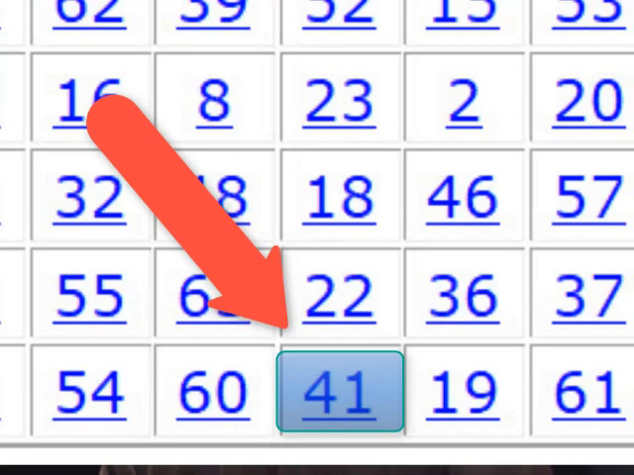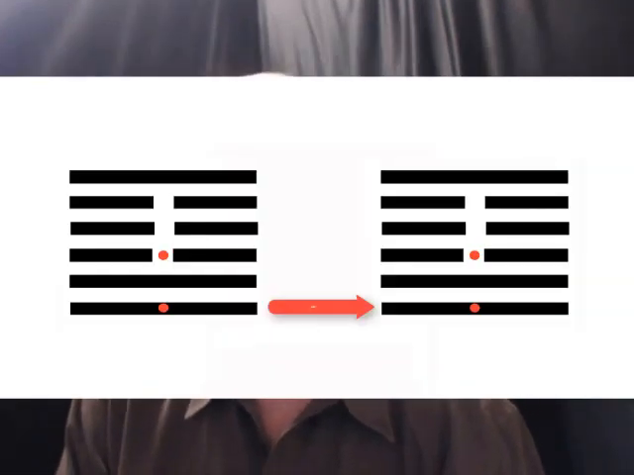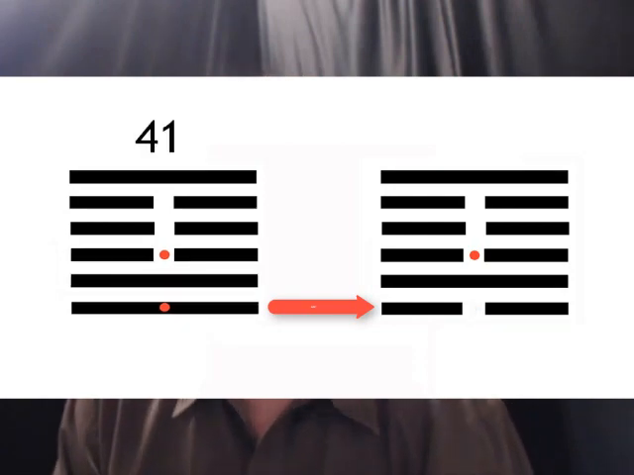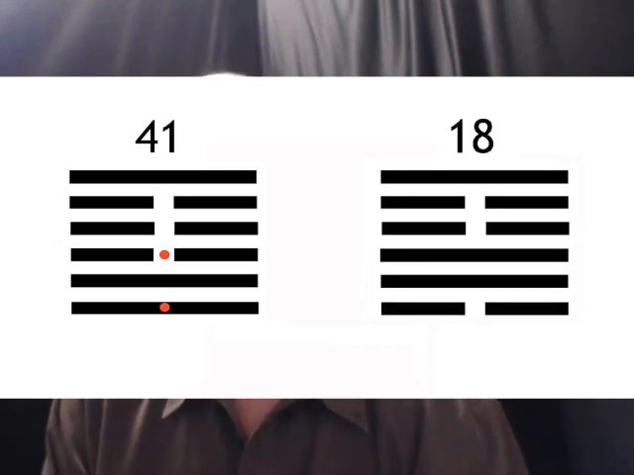The last thing we did was that we converted the lines with the red dots in them, also known as the active lines, into the opposites. The solid line changed to a broken line, and the broken line changed to a solid line. And we arrived at a new hexagram, number 18.